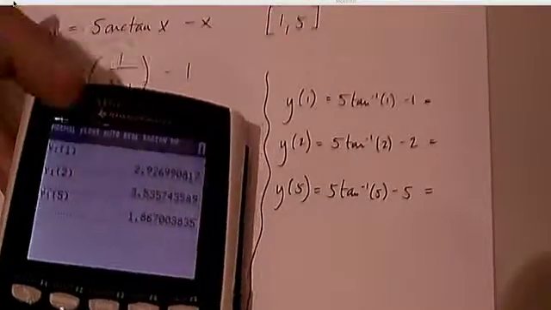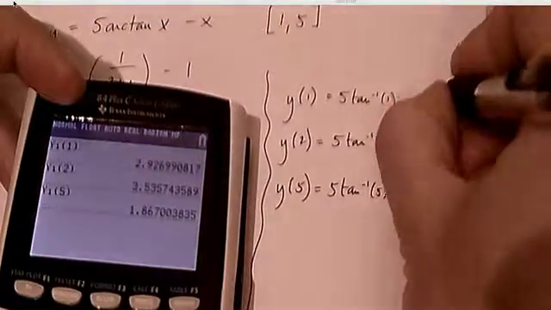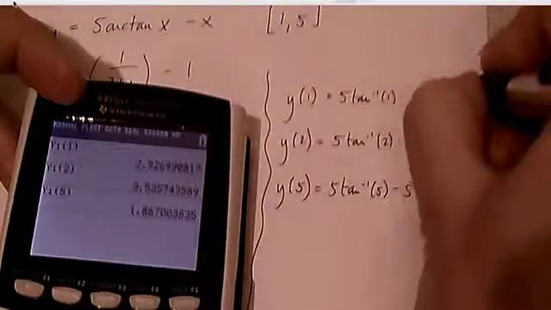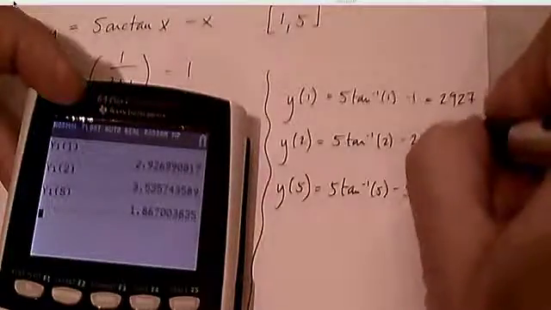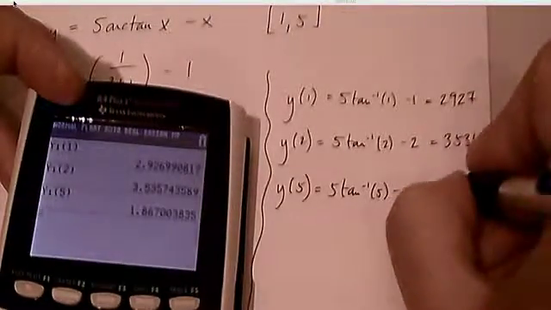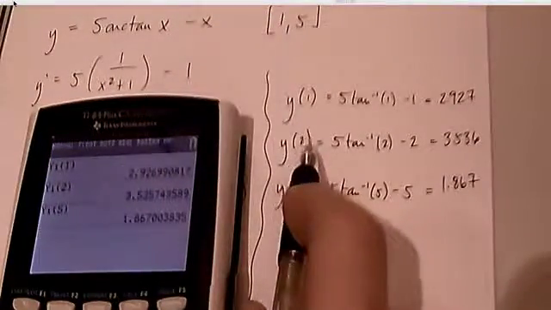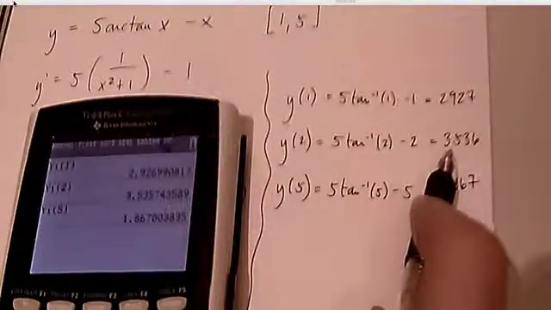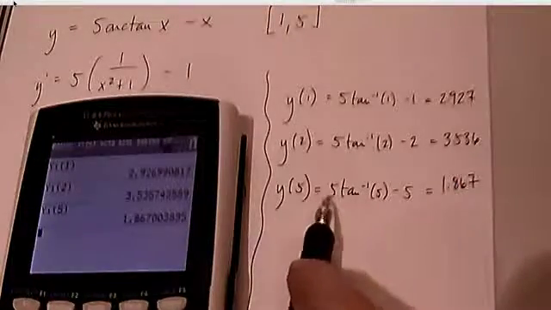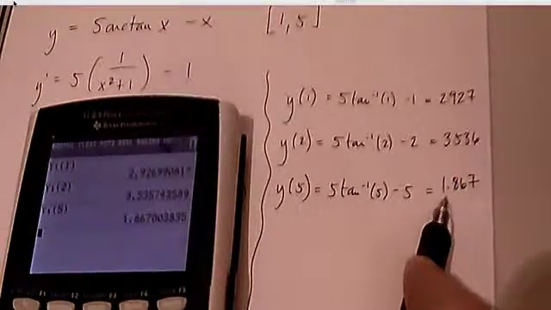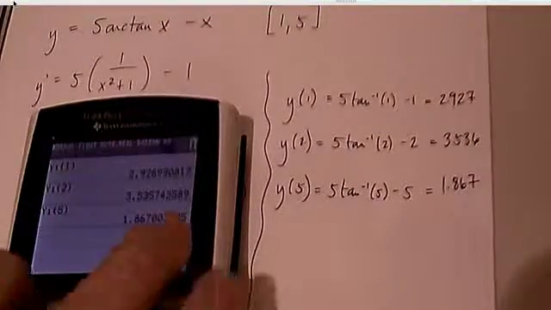And I see the fact that y1 of 1 is kind of in the middle, so it's going to be neither my maximum nor my minimum. 3.536 and 1.867. Y is equal to 2, x is equal to 2, so 2, 3.536, that's my maximum on that particular interval, and 5, 1.867 is going to be my minimum, okay?